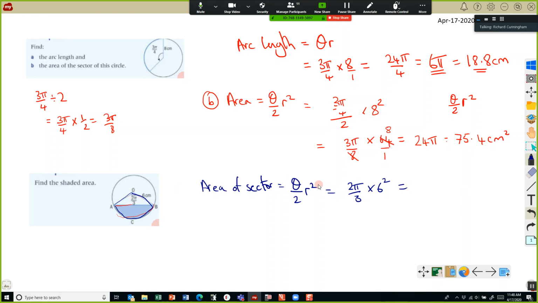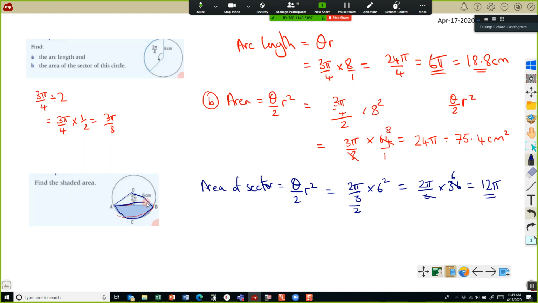The angle is 2 pi over 3. So 2 pi over 3 divided by 2 times the radius squared. So that's 2 pi over 6 times 36. 6 goes into 36 6 times, so I get 12 pi. I'm just going to leave it in terms of pi. So that's the area of the sector.